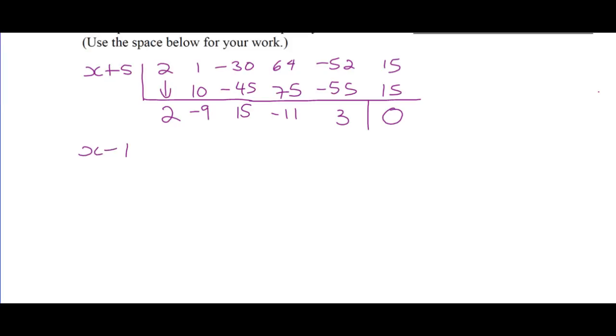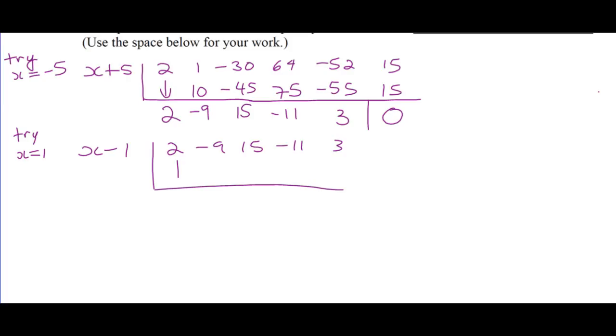Okay. So here, maybe just make a note. We're going to try x equals negative 5. We're going to try x equals 1. Okay, and I got the numbers, 2, negative 9, 15, negative 11, 3. Yeah, okay, nice. So that worked. Go through it, make sure you give it a try. You should just be looking up here and saying yes or no.